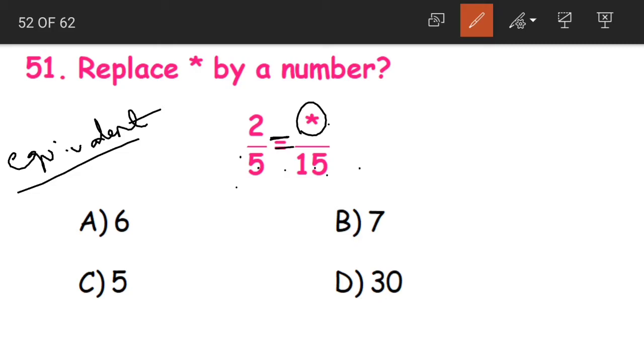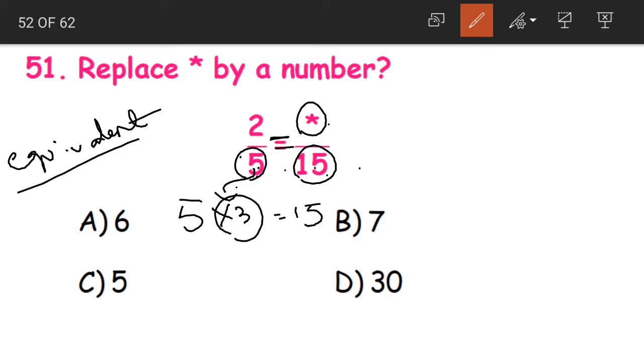Now if you look at the denominator, here we have 5 and here we have 15. How will we get 15? 5 into 3 is equal to 15. Now for the denominator we have multiplied by 3. So that is why we have to multiply the numerator also by 3. 3 into 2 is equal to 6. So in the place of star we have to get the 6, children.